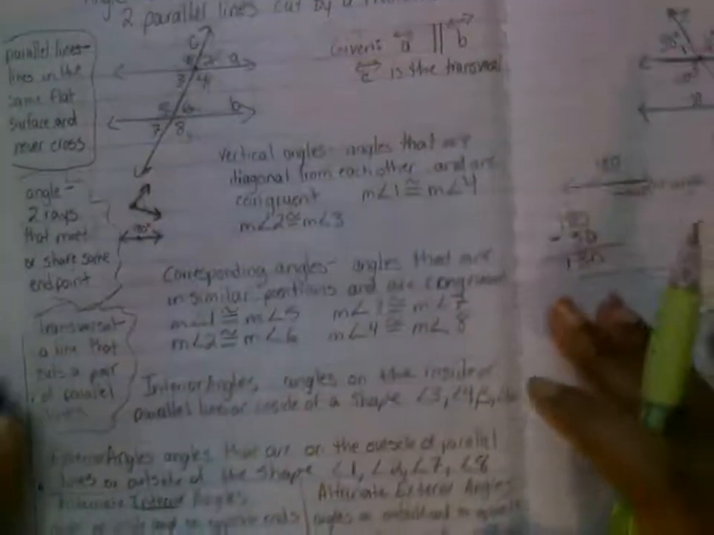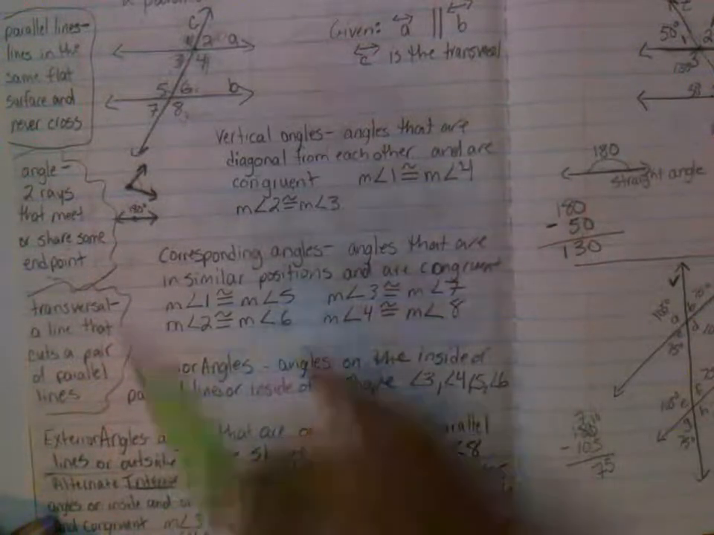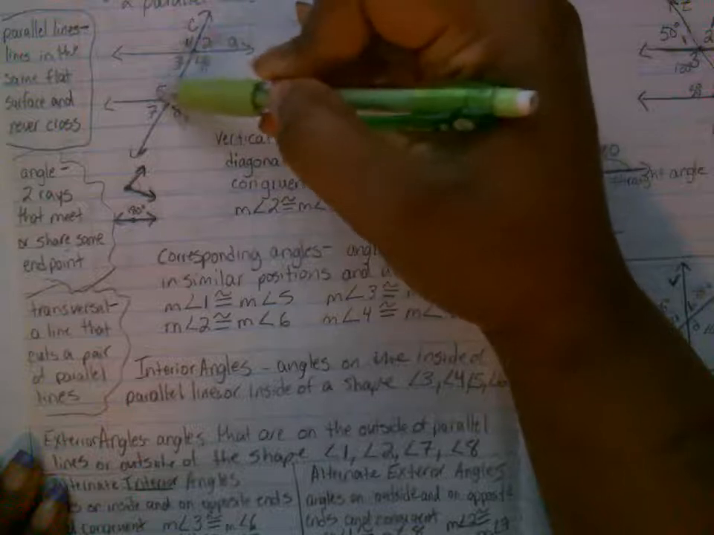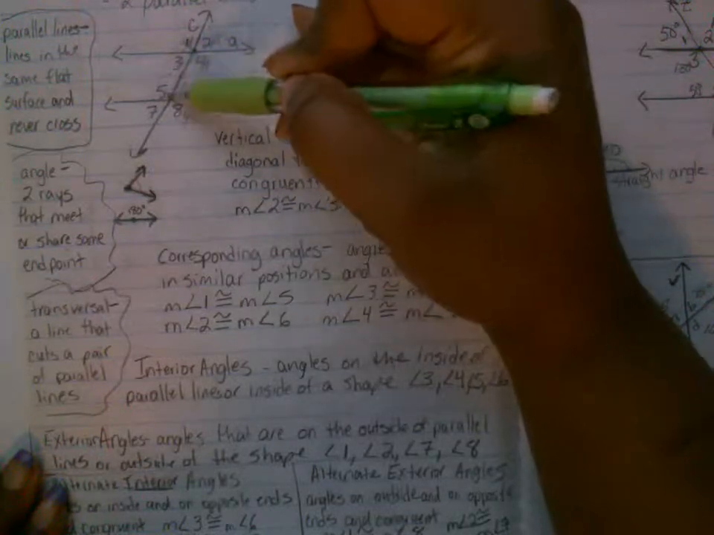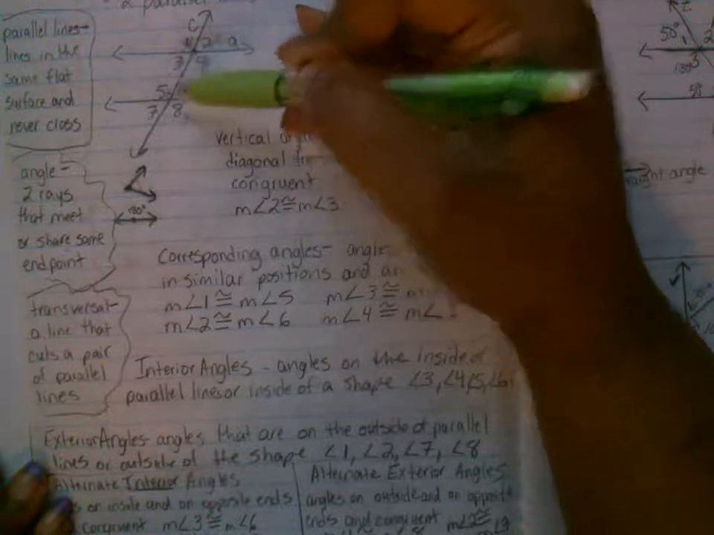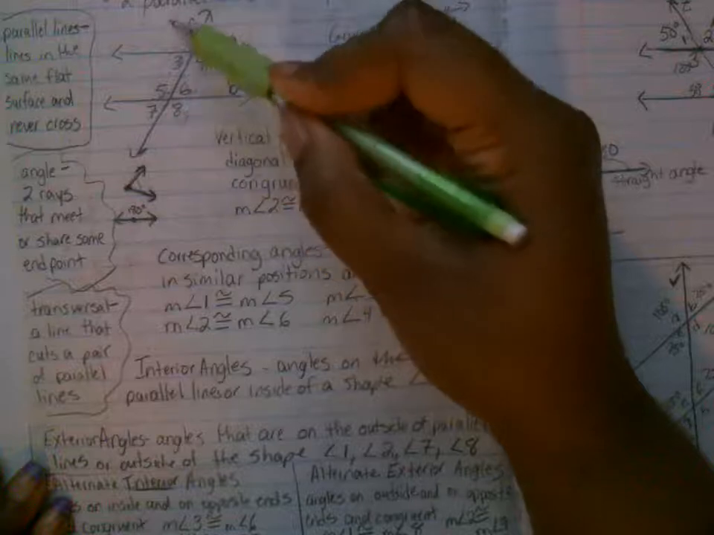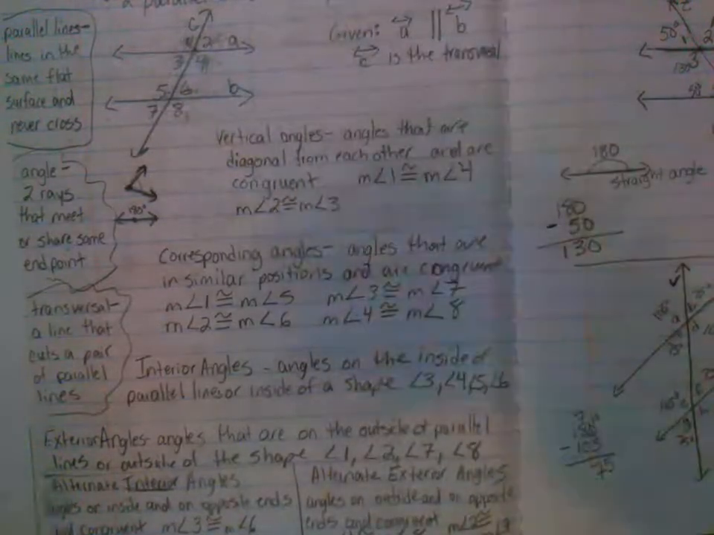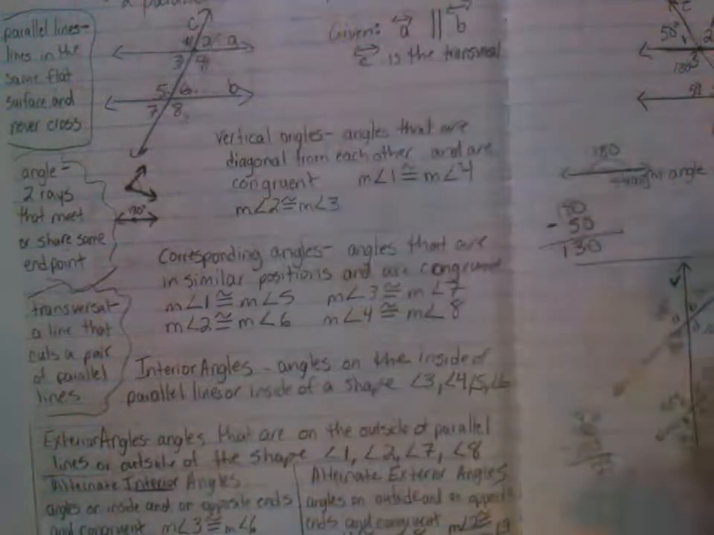All right. So we have our interior angles. Those are the angles that are on the inside here. 3, 4, 5, and 6 are interior angles. Exterior angles are the angles that are on the outside: 1, 2, 7, and 8. Those are angles that are on the outside of the parallel lines, right?